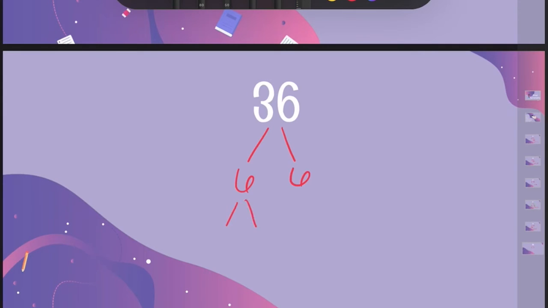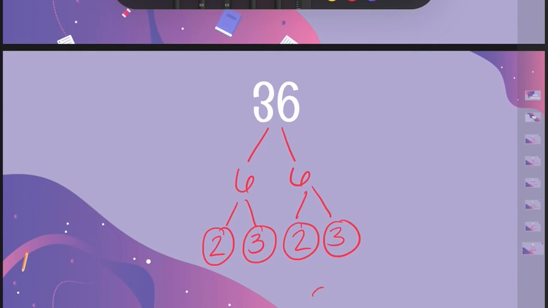6 is not a prime number. 6 is equal to 2 times 3. 2 and 3 are prime numbers, right? So I'm going to stop there. Now let's do the other 6. 6, again, is equal to 2 times 3. 2 and 3 are both prime numbers. So my problem is equal to 2 times 3 times 2 times 3.